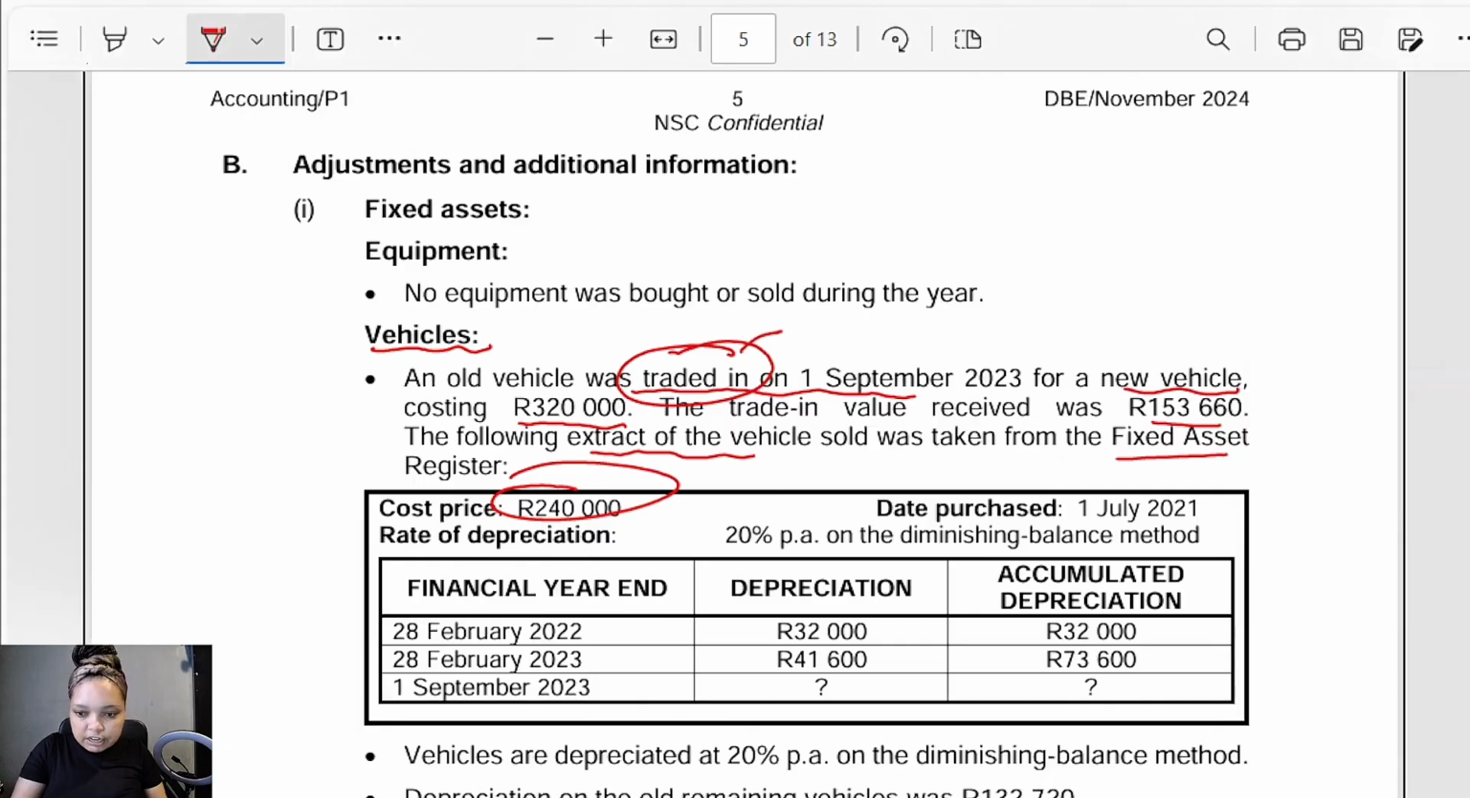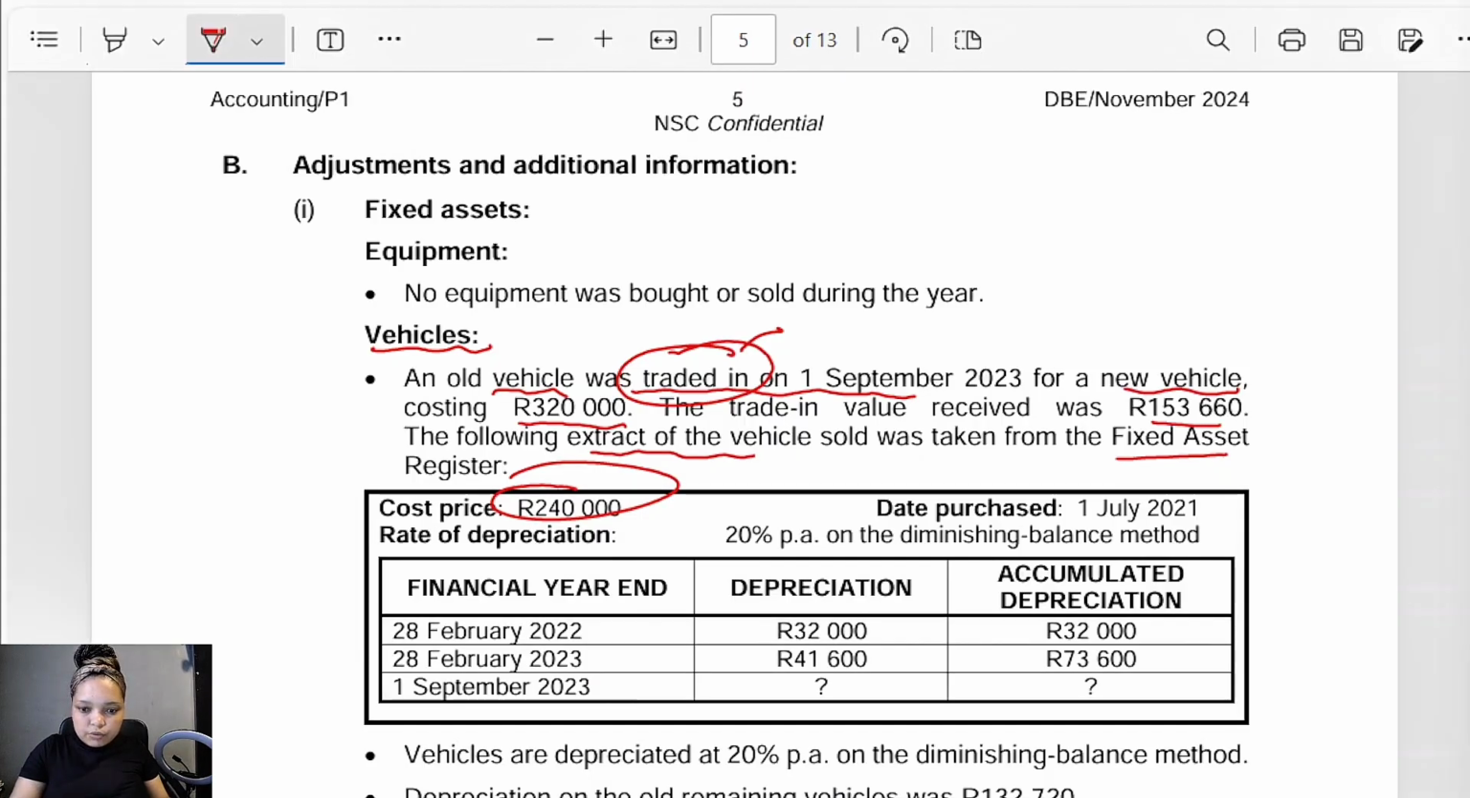What is to trade in? To trade in is when you give your old item, like a car or phone, to a seller as part of a payment for a new item. So what do we do now?